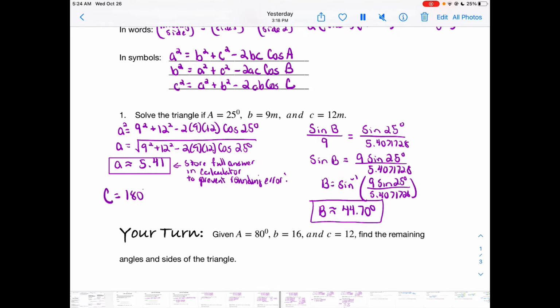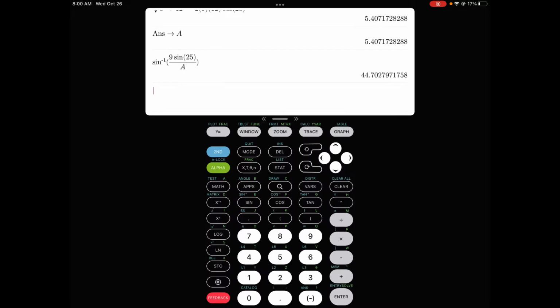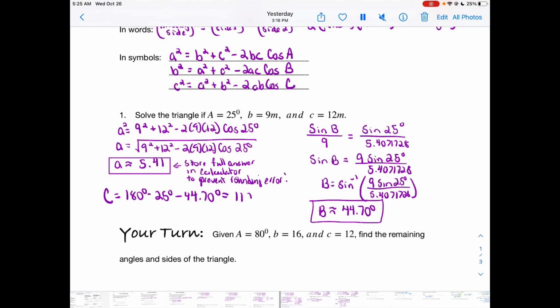Now, the only thing left is to find angle C. If I know two angles of a triangle, to find the last remaining angle, I just take 180 degrees minus my two known angles. So to find angle C, I'm going to take 180 degrees minus 25 degrees minus that 44.70. And I get 110.3 degrees. So angle C is 110.30 degrees.